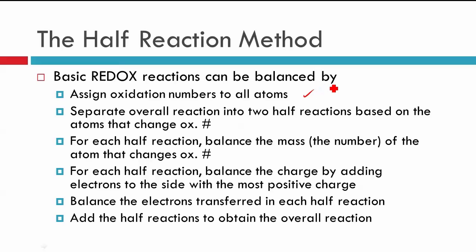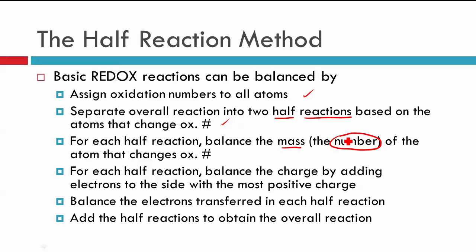First, we're going to assign oxidation numbers to all the atoms to find out which atoms are changing. If they change their oxidation number, they might have the oxidation number go down, reduced, or they might have their oxidation number increase, be oxidized. Once we've done that, we can separate our reactions into two half reactions based upon the atoms that are changing their oxidation number. Once that's set up, we're going to balance the mass, which is the actual number of the atoms that we have of that particular oxidation number in each half reaction. So for each half reaction, we're going to want to do that.